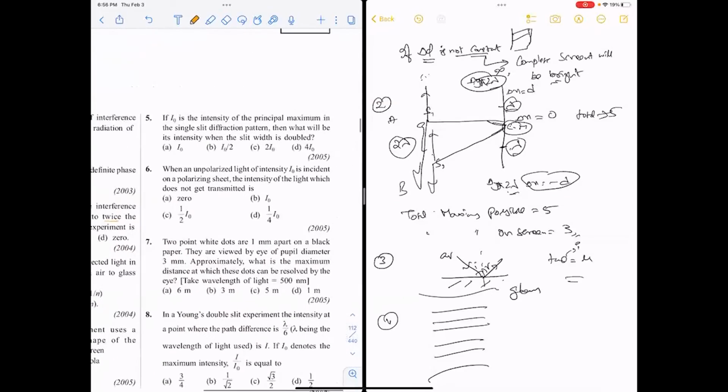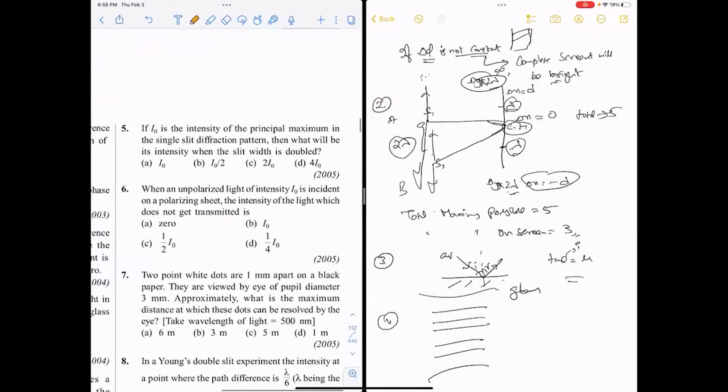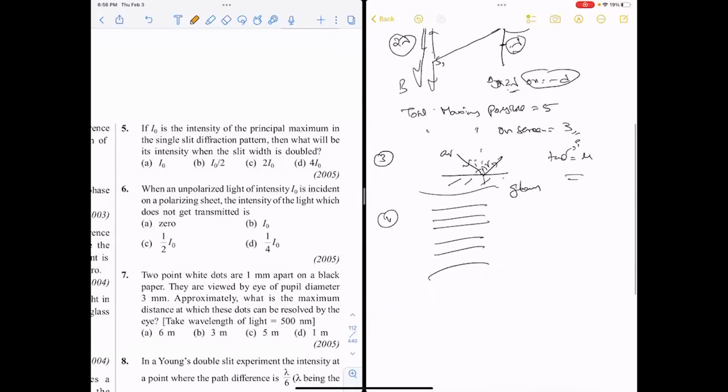Fifth one, read the question. If I naught is the intensity of the principal maxima in the single slit diffraction pattern, then what will be its intensity when the slit width is doubled? Slit width is doubled.